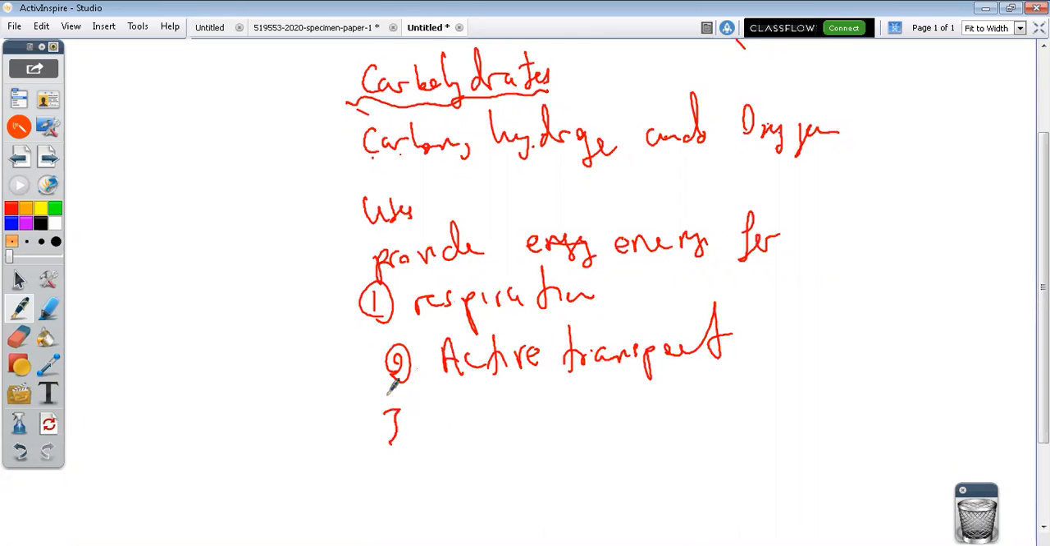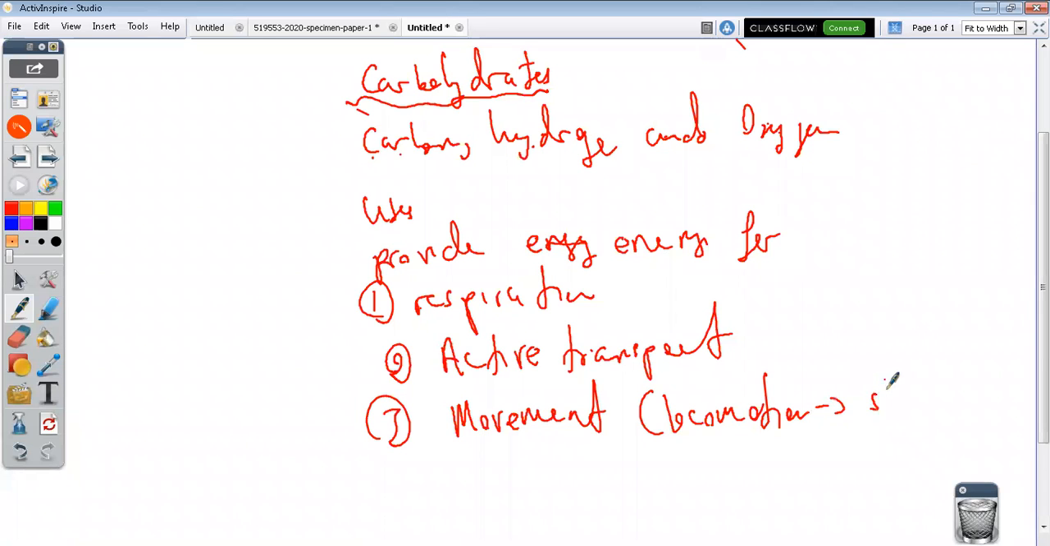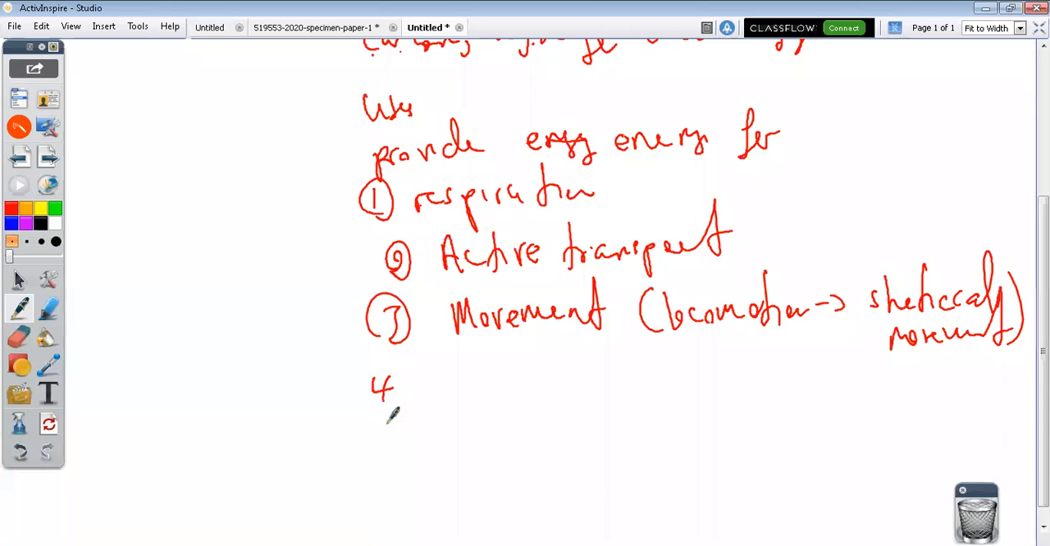What else? What are the other uses of energy? Energy, respiration, active transport, what else? Movement. Performing physical tasks. Movement in animals is called locomotion, skeletal movement. Movement in search of food. Are we together?